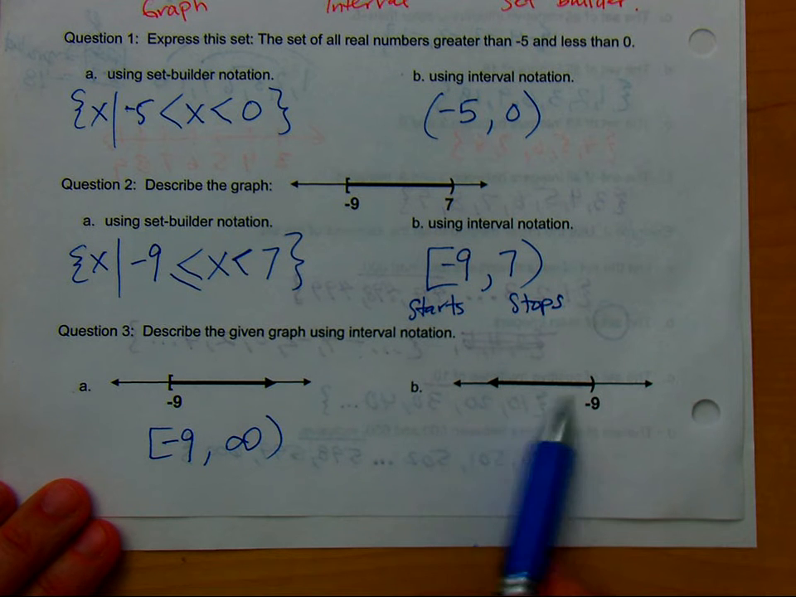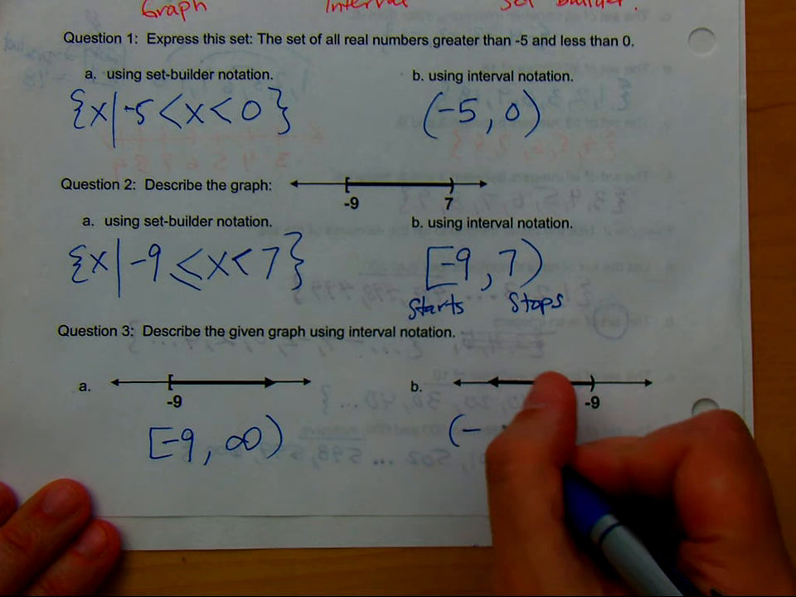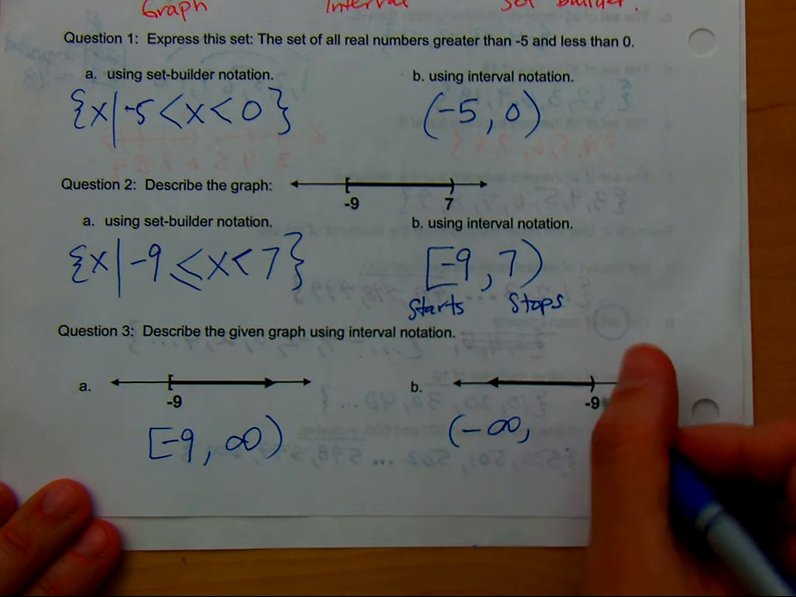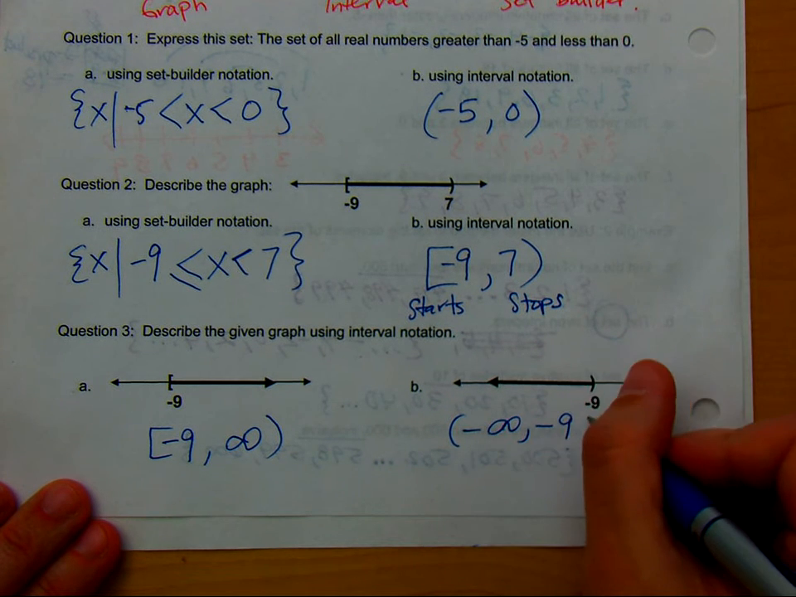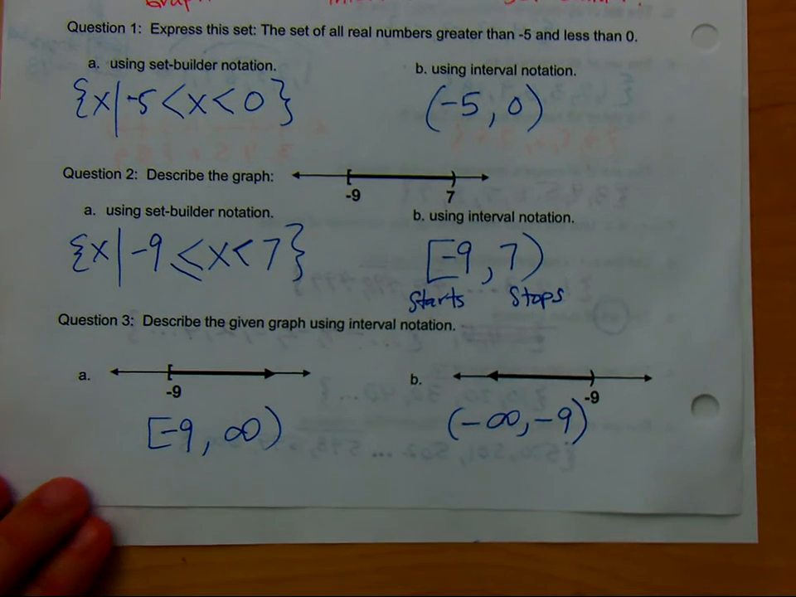Okay, look at this graph. Where does this graph start? -infinity is the smallest place. And where does it stop? And do we include -9? No, we put parentheses around it.